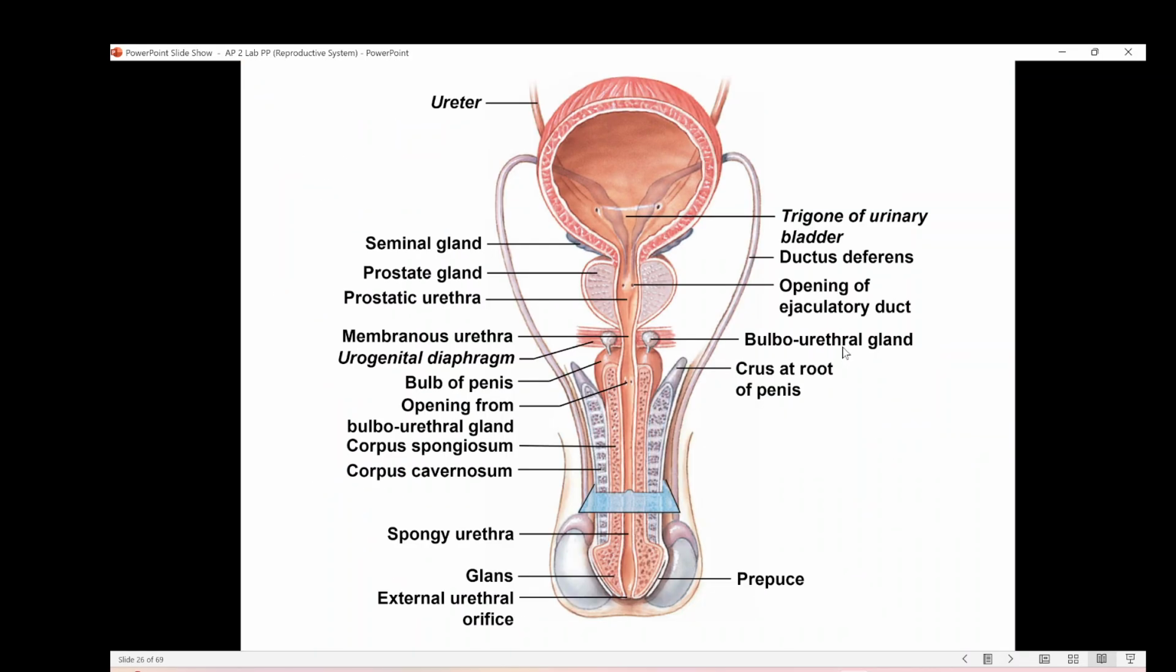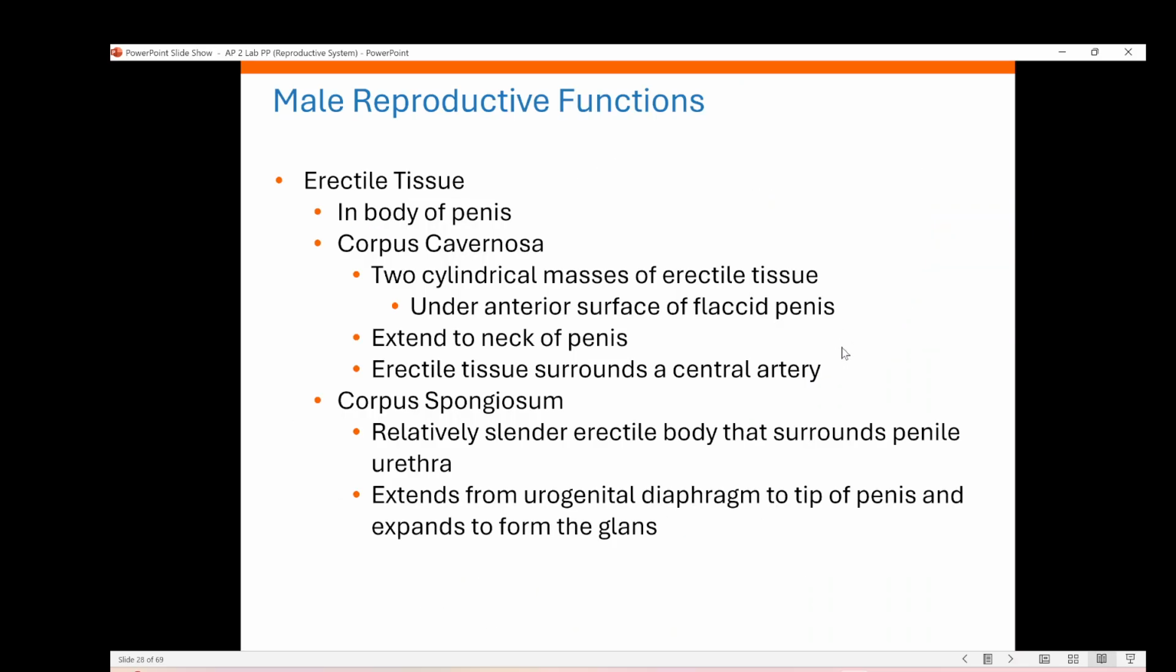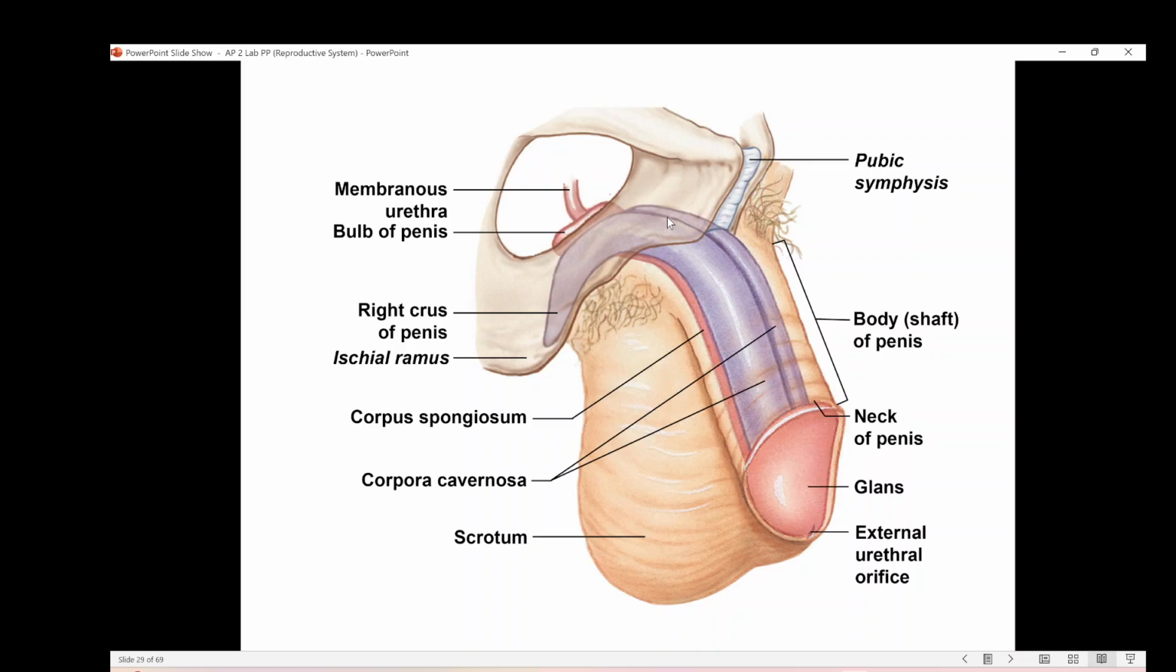So if we were to look, let's go here for a second. Right, this part here of the penis is in the male pelvis, right? You can actually see it goes down to the ischial ramus right over here. This is part of your ischium, right? Here's your pubic bone right over here. So it does extend well into the body.